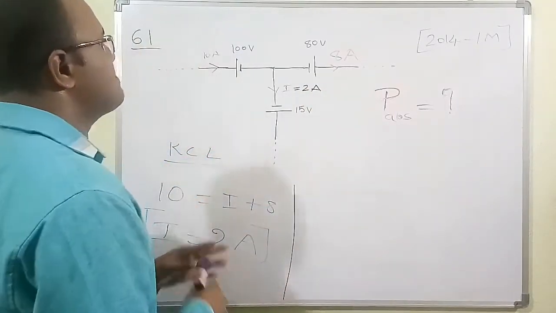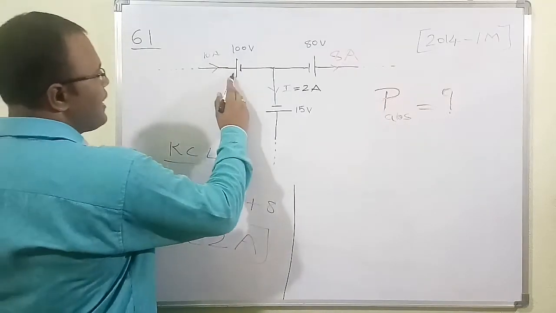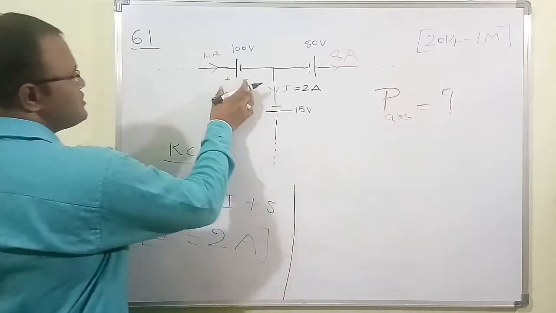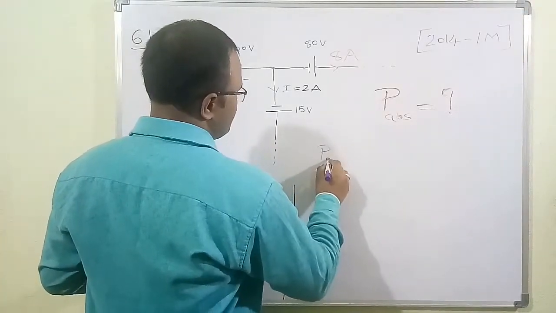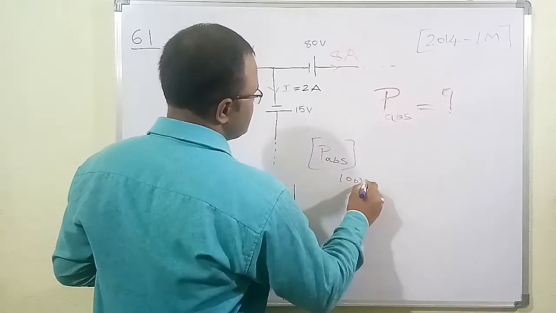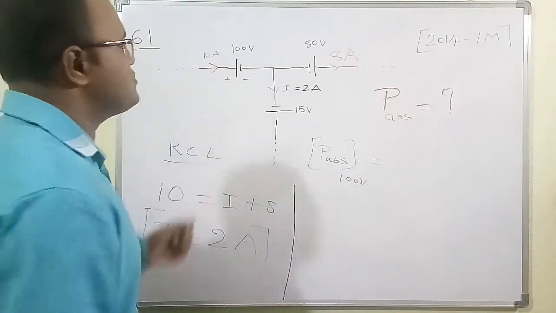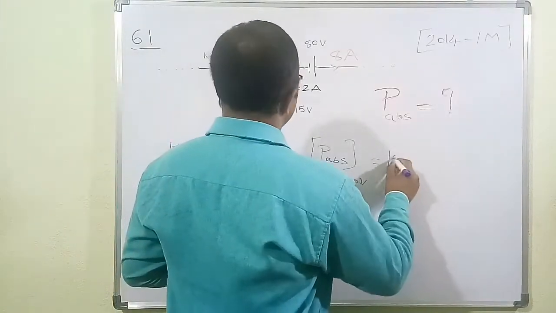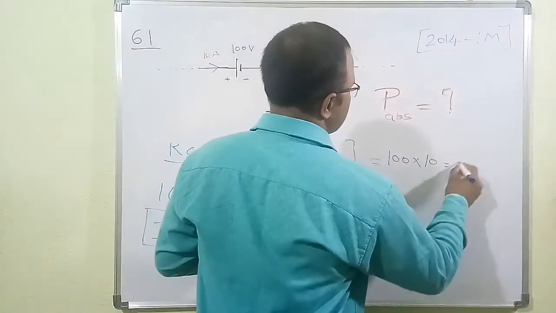If you see carefully, in this 100 volt source, the current is going from higher potential to lower potential, which means this terminal is positive and this is negative. So this element is going to absorb the power. Therefore P absorbed by the 100 volt source is the product of the voltage and the current. The voltage is 100 volt and the current is 10 ampere. So therefore we will get 1000 watt.